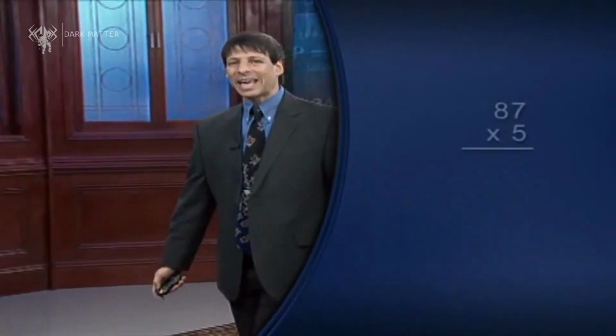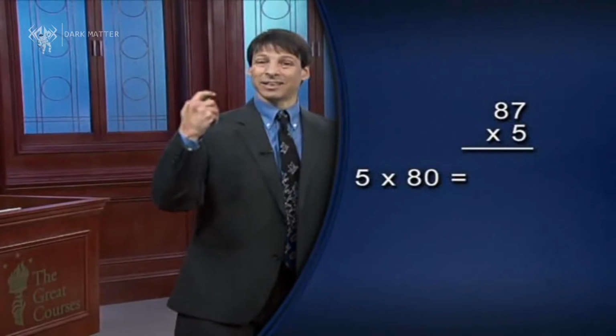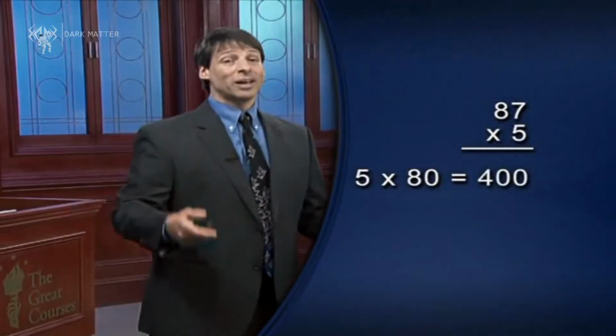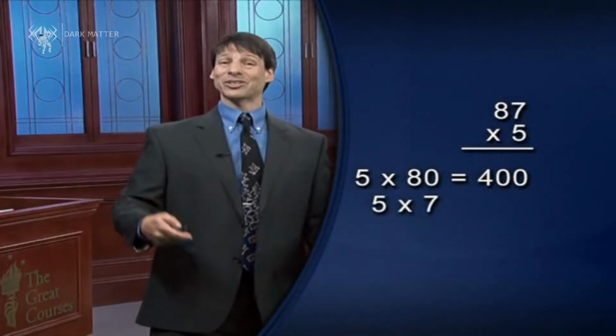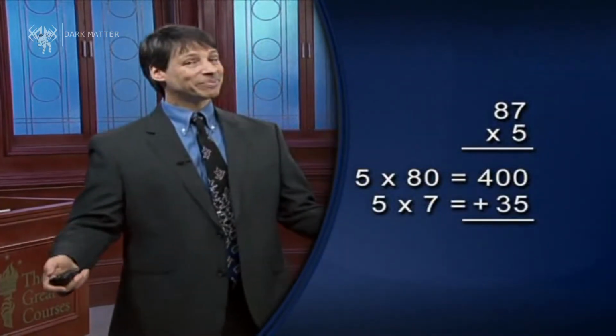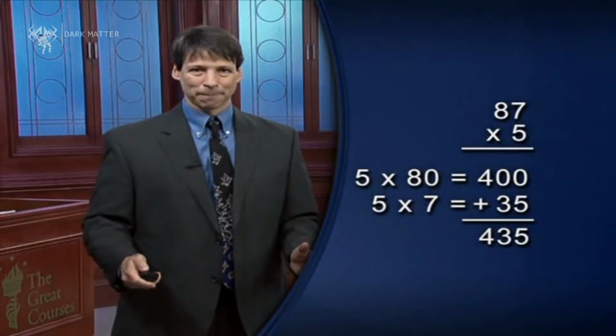Okay, you try 87 times 5. 5 times 80 is 400. You can say the 400, so do it. 5 times 7 is 35. Say it. 435. 435 is your answer. Okay, let's try some harder ones.